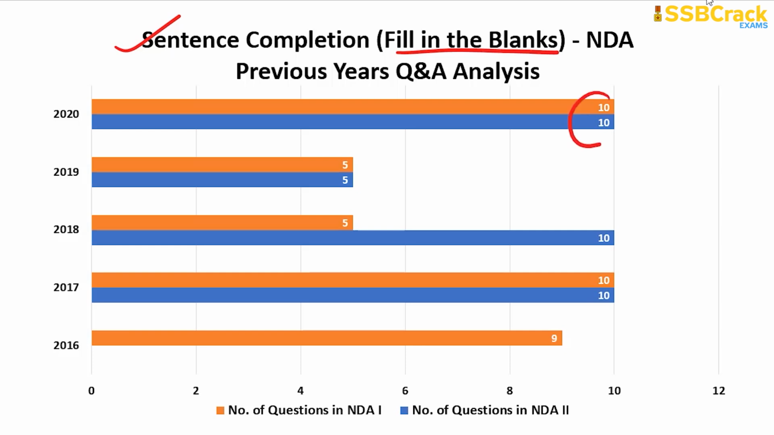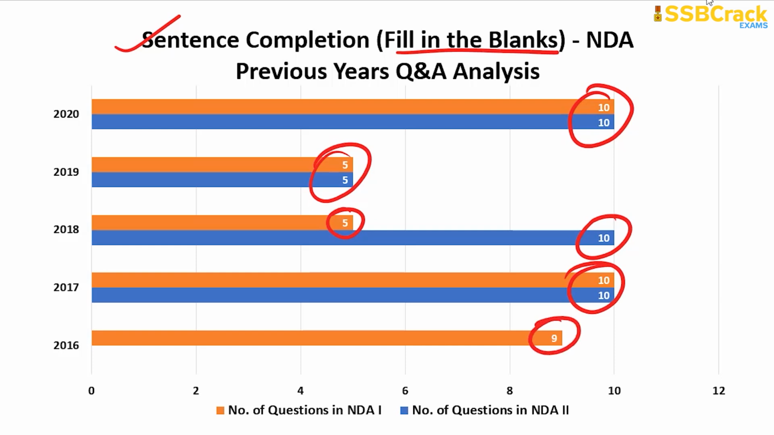10 questions came from fill in the blanks in NDA 1 and 2 2020. 5 questions came in NDA 1 and 2 2019. 5 questions also came in NDA 1 2018 and 10 questions in NDA 2 2018. 10 questions again came in NDA 1 and 2 2017 and 9 questions came in NDA 1 2016. No questions came from fill in the blanks in NDA 2 2016. So there is a high chance that you can get questions from fill in the blanks.